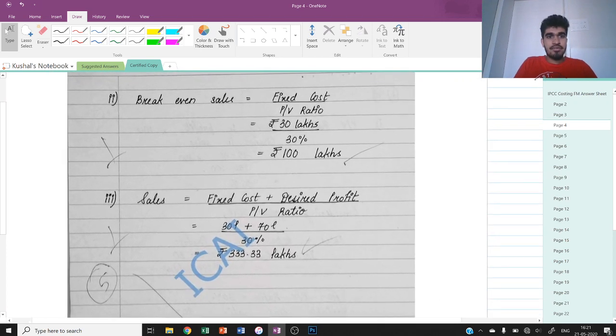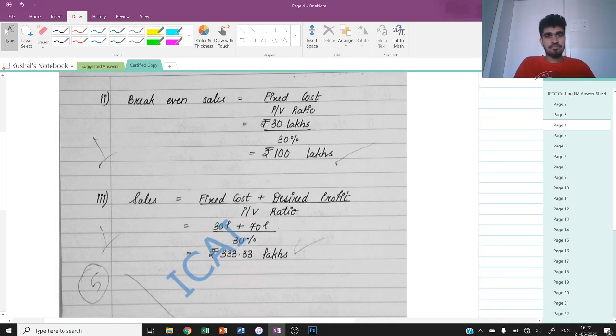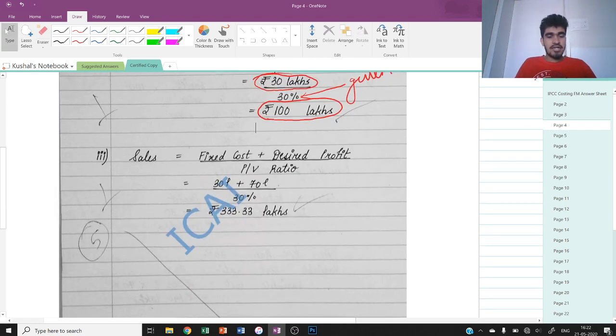Then we are required to compute the break-even sales, which is nothing but fixed cost upon PV ratio, that is 30 lakhs. This is the answer which we computed in our earlier subpart, divided by the PV ratio. This is given in the question to get the amount of break-even sales. So rupees 100 lakhs is the amount of break-even sales. And lastly, we are required to compute the sales if the fixed cost plus desired profit is this much, which is given in the question.